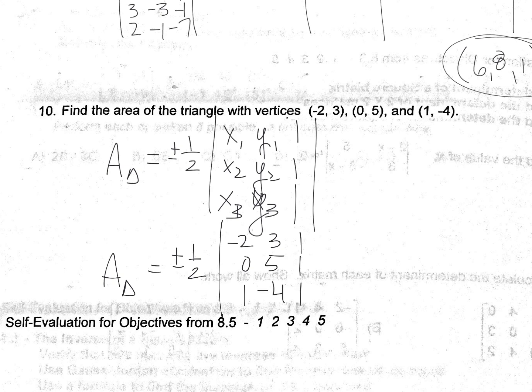1, -4, 1. And if we calculate that, you could do that by hand, or you can use your calculator using the determinant function. You end up getting -20, which ends up giving you 10 units squared when you multiply -20 by the -1/2 to make it a positive area.